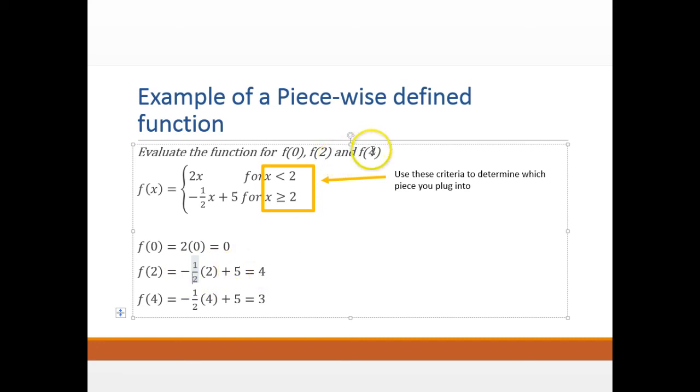Similarly, when I plug in 4, I can't plug into the top piece because the top piece is defined for x less than 2, and clearly 4 is not less than 2. So I plug it into the bottom piece, and we get negative 1 half times 4 plus 5, which is 3. Be careful when you are actually evaluating these. This is easy to get confused, but you should have no problem as you get practice on it.